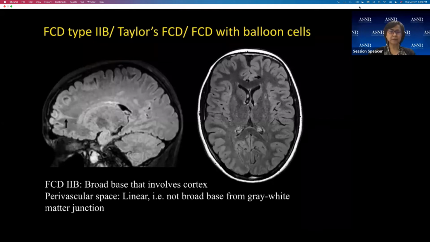Moving on to FCD type 2B, also known as Taylor's focal cortical dysplasia or focal cortical dysplasia with balloon cells. In this example, there is abnormal signal in the cortex with tapering of the abnormal signal towards the ventricle. Please note that the abnormal signal must have a broad base that involves the cortex and tapers downwards towards the deep white matter. If it's simply a linear hyperintensity that starts at the gray-white matter junction into the deep white matter, it's more likely to be perivascular space.